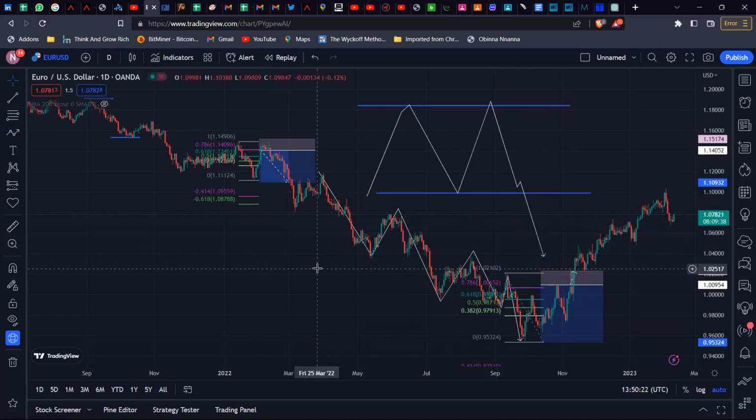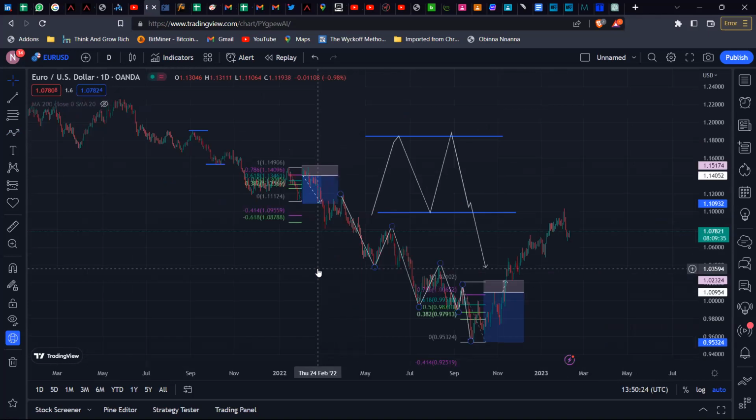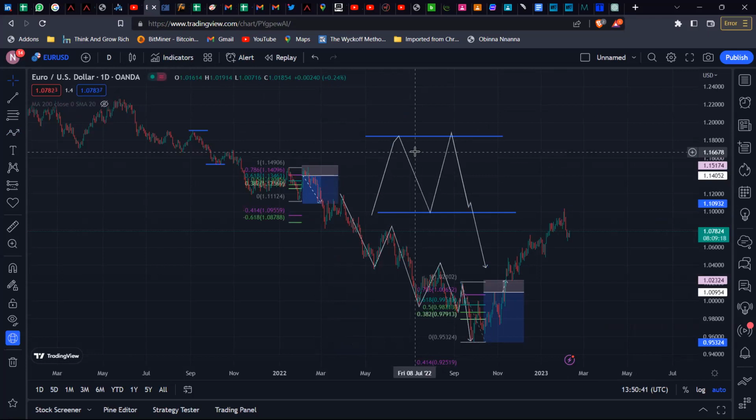Okay, so that's the essence of looking to confirm your entries, because it will help you to avoid bad trade setups, and it also enables you to maximize your profits while also looking to minimize your risk.